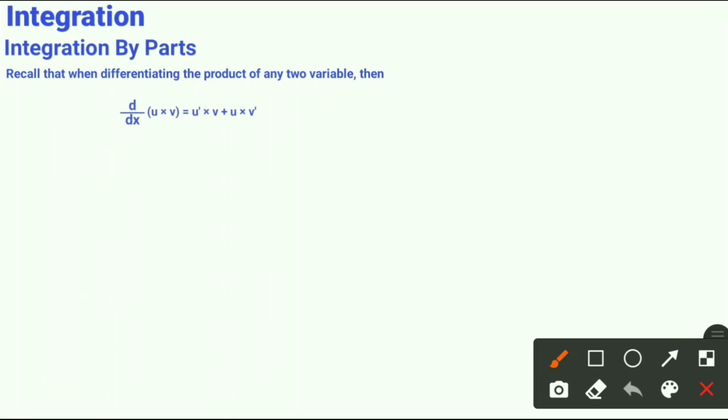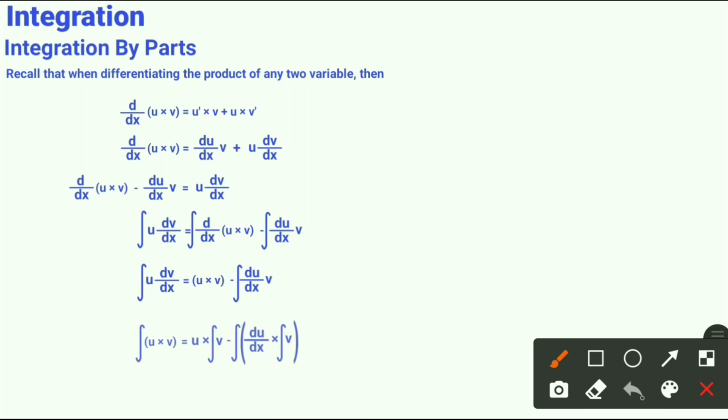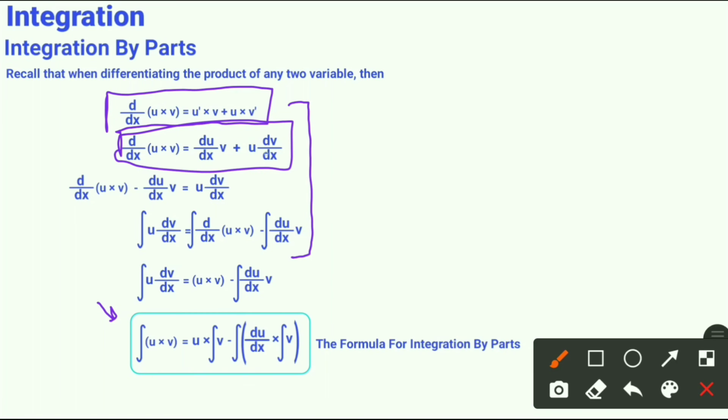Integration by parts. Recall that when differentiating the product of any two variables, then dy upon dx is this. Now integrate on both sides. It doesn't matter if you didn't understand all of this, but you just need to remember this formula. One thing you need to know is that it comes from the product rule. Then it became this one. Then du upon dx, we moved to the left with a minus, and it's the same thing. Then you do integration on both sides, in here and in here.